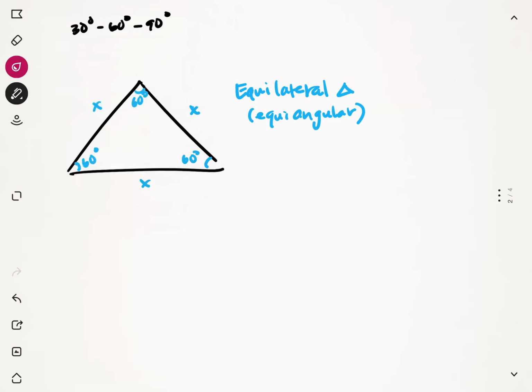Now, just like we did with that square, let's take that and split it down the middle, but this time we're going to do it vertically.